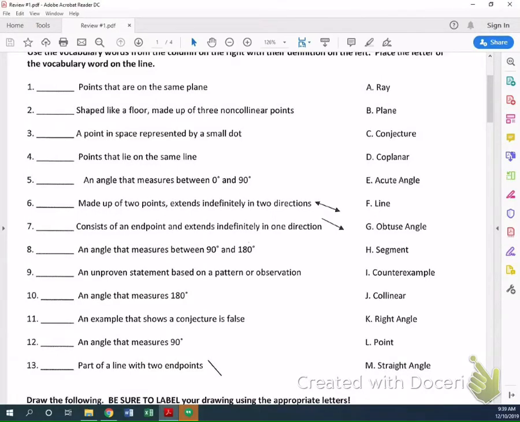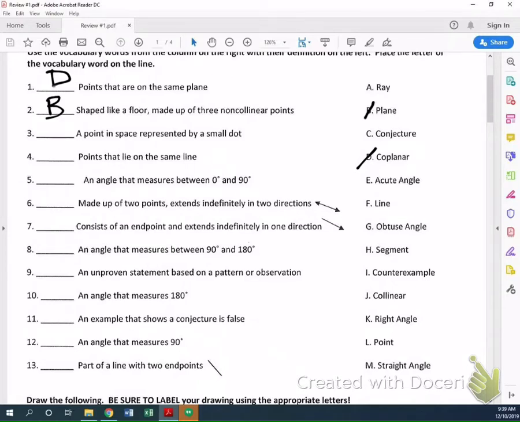All right, number 1, points that are on the same plane. It's D. D, coplanar. Number 2, shaped like a floor, made of 3 non-collinear points. Plane. A plane, yes, a flat surface. Good.